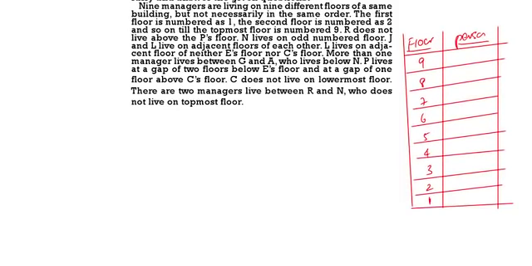Now see here, so do the puzzle carefully. N lives on an odd number floor, and N does not live on the top floor. If N is on an odd number and not on the top floor, N can be taken on the 7th floor. N is on the 7th floor. There are 2 managers between N and R. So between N and R there are how many managers? 2 managers.